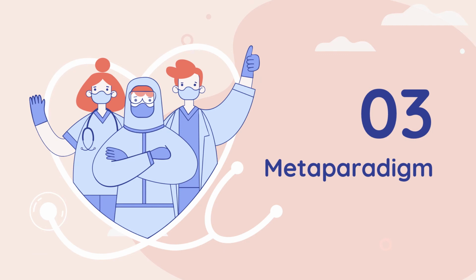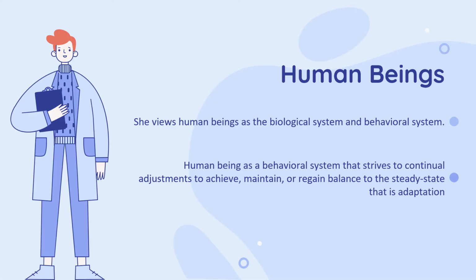The following are Johnson's definitions for its nursing metaparadigm. First is human beings. Johnson views human beings as having two major systems, the biological and behavioral system. It is the role of medicine to focus on the biological system, while nursing focuses on the behavioral system. The concept of human being was defined as a behavioral system that strives to make continual adjustments to achieve, maintain, or regain balance to the steady state that is adaptation.